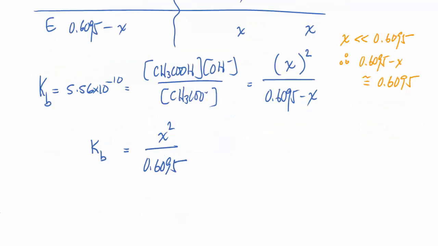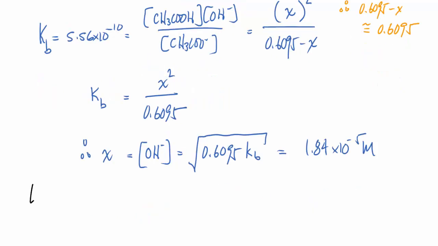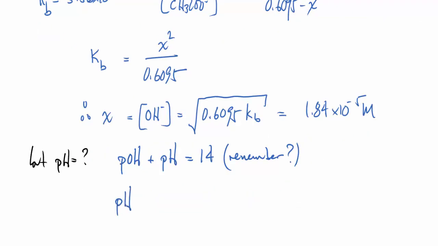Doing so, we'll write Kb equal to this now simpler version and solve for x, equal to the hydroxide ion concentration, which is going to be the root of 0.6095 times Kb. And you get 1.84 by 10 to the minus 5 molar. So indeed, there are hydroxide ions present. But convince yourself with a pH.